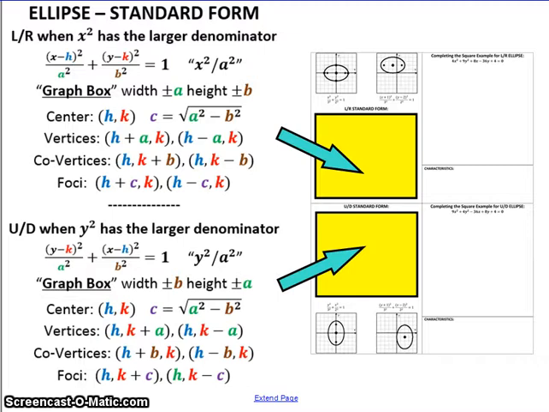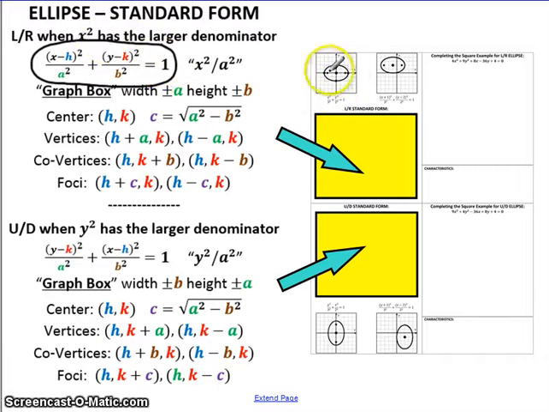In terms of all the important characteristics, there are quite a few, even more than the parabola. So let's take a walk through these real quick. This is how the standard form equation for an ellipse looks. We have a fraction with x minus h squared, divided by a number called a, which is squared. And then y minus k squared, divided by a number b, which is squared. And everything is equal to 1.